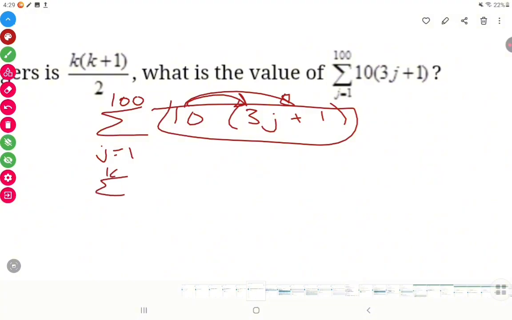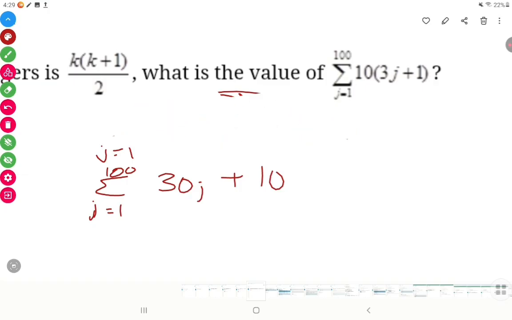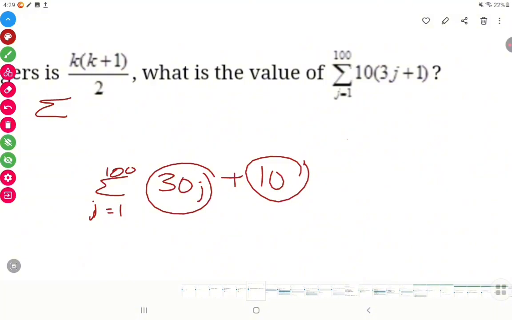You get sigma of j equal to 30j, 10 times 3j, plus 10 times 1 is 10. So 30j plus 10, okay? You have two terms you're adding together. When you have two terms you're adding together, you have to separate it. So you do sigma of 30j plus sigma of 10.